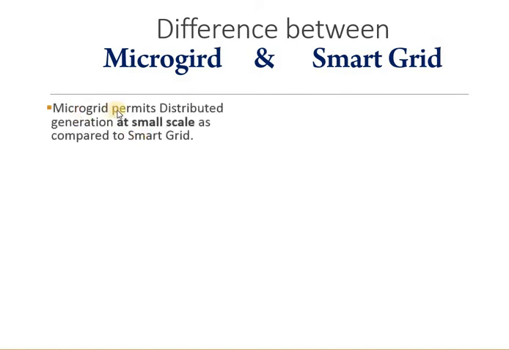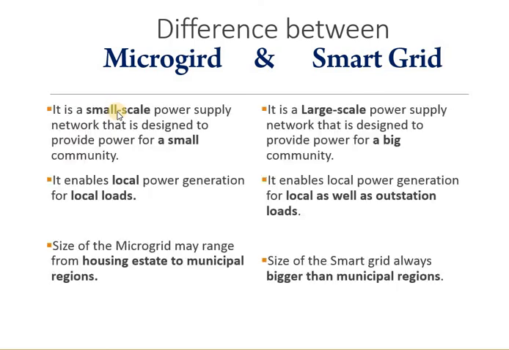So, a microgrid is basically a small-scale power supply network that is designed to provide power for a small community. So it is a small-scale power supply and provides power to a small community, whereas a smart grid is a large-scale power supply network that is designed to provide power for a big community.